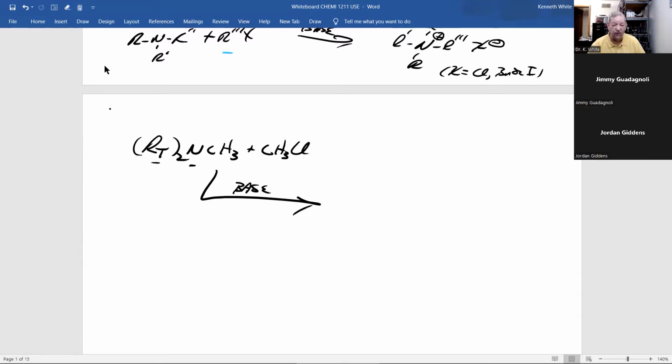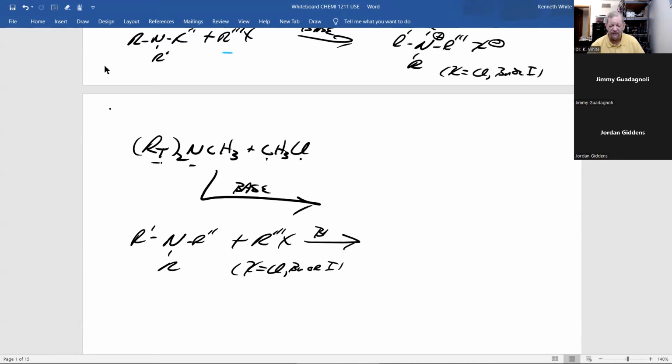All right, let's look at this. What do we have here? Nitrogen with two tallow groups, which I'll call R prime and R, and a methyl group, which I'll call R double prime. Then here, a carbon-halogen bond, I'll call that R triple prime X, and in our case it is chlorine, but it could be bromine or iodine. And in the presence of base, what do you get? A quaternary ammonium salt.